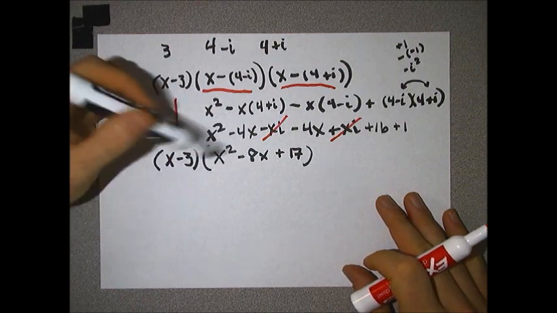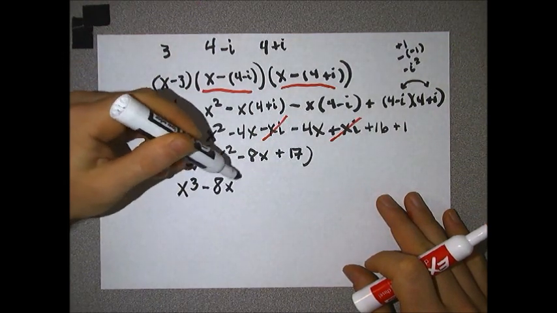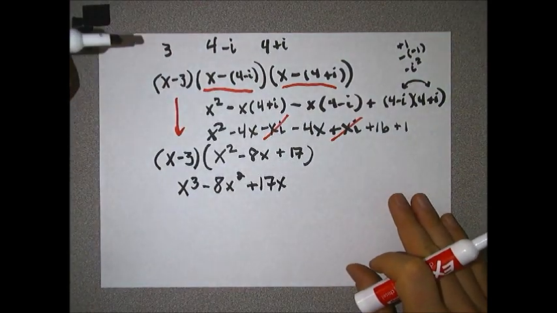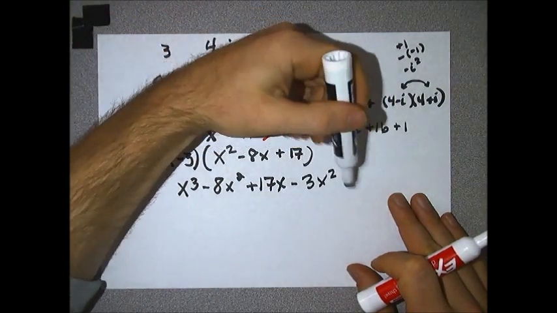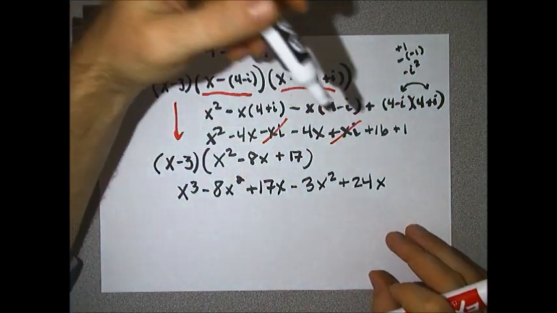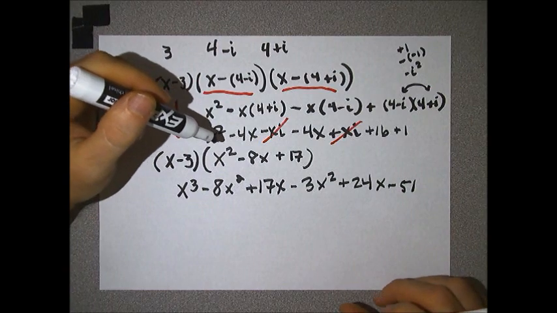Everything by x gives me x to the third minus 8x squared plus 17x. Everything by negative 3 is minus 3x squared plus 24x minus 51 from negative 3 times 17.